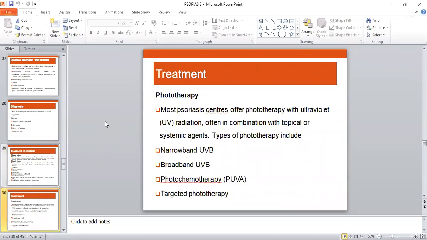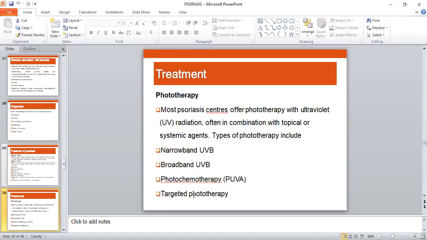So phototherapy: most psoriasis centers offer phototherapy with ultraviolet radiation, often in combination with topical and systemic agents. Types of phototherapy include narrowband UVB and broadband UVB. These are the chambers where we usually give them. A few patients have involvement of all of the body, and we can't give them systemic therapy, and they are not responding to the topical therapy. Then we go for these phototherapies and photochemotherapy, PUVA.